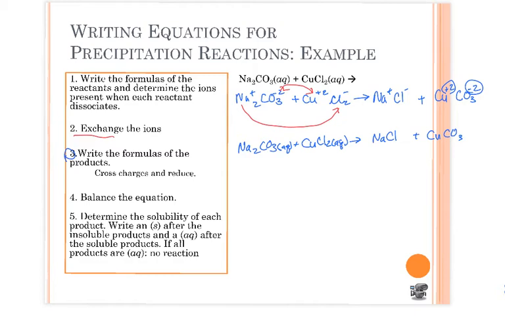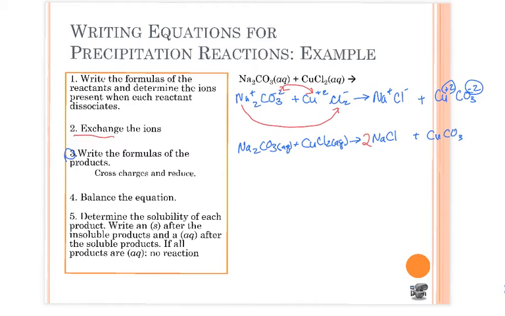Now let us do the fourth step and balance the equation. We have 2 sodiums on the left, so we're going to put a coefficient of 2 on the right. We have 1 carbonate on the left, so that's balanced. We have 1 copper on the left and 1 copper on the right. And then we have 2 chlorines on the left and 2 chlorines on the right. So we just had to add a 2 there to make it balanced.